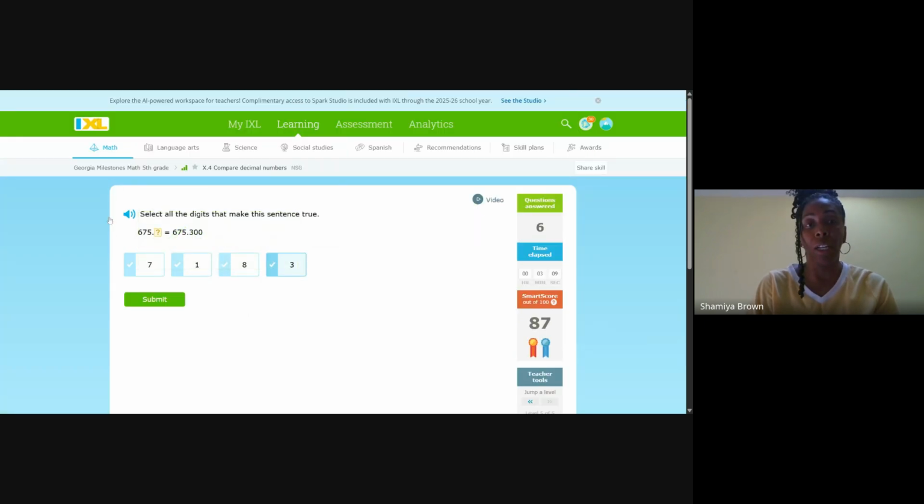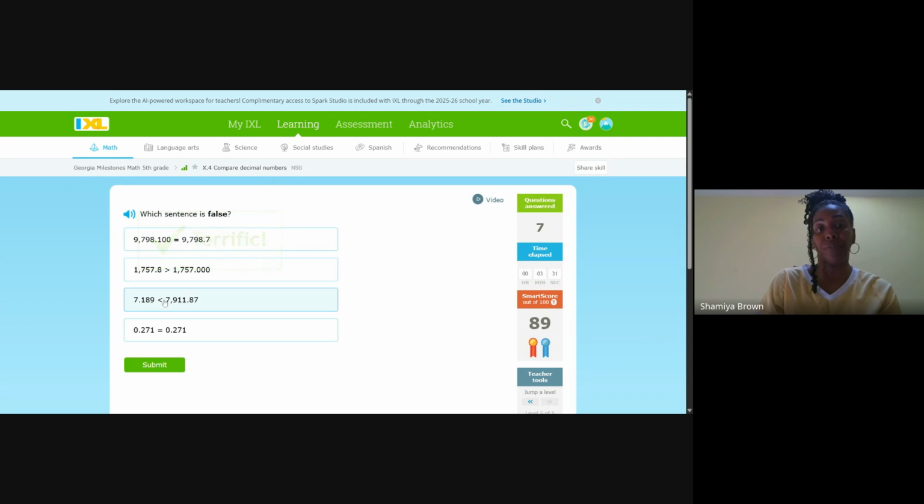Okay. Select all the digits that make this sentence true. So far they want these numbers to equal each other. So that means I need to have a 3 here in order for this to equal this. And that's the only thing I can have there to make it true.